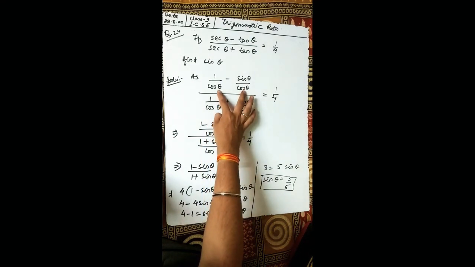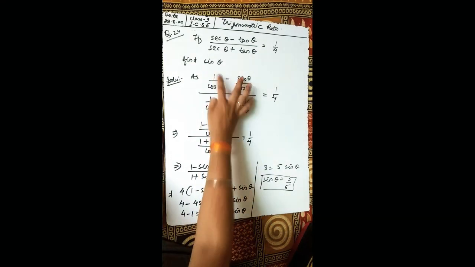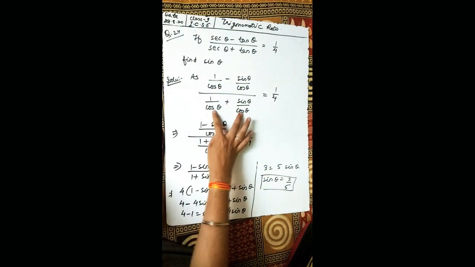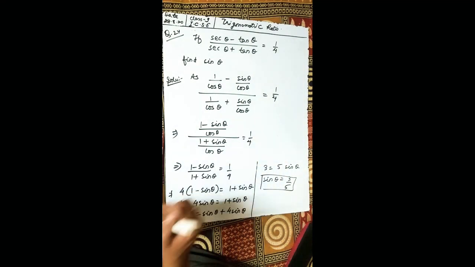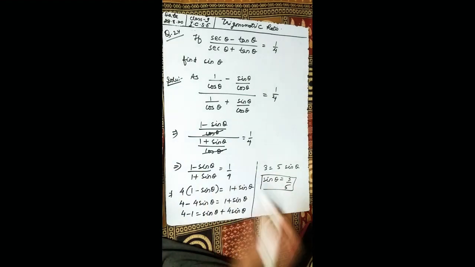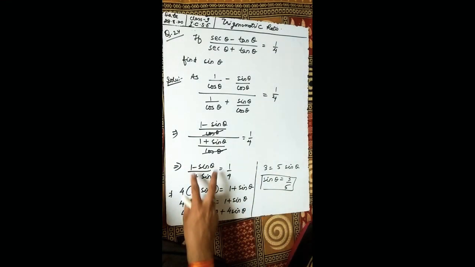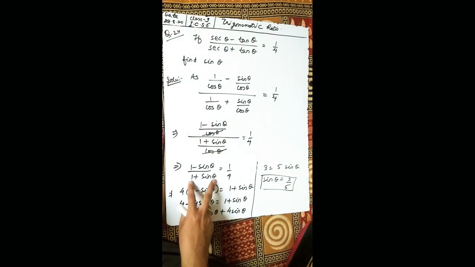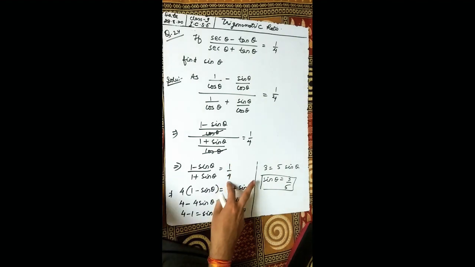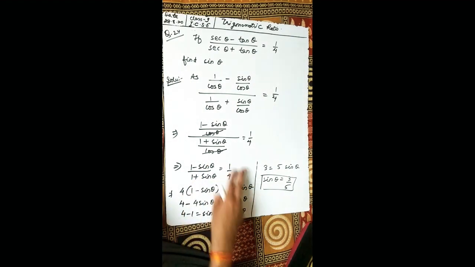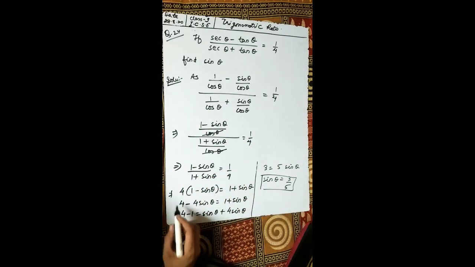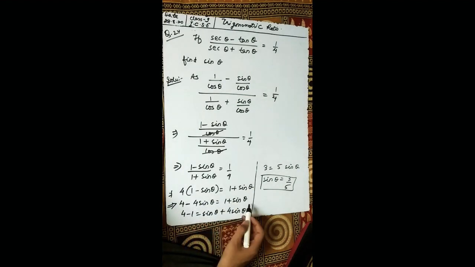Now, as you see that these are like fractions, so 1 minus sin theta upon cos theta and here also 1 plus sin theta upon cos theta equal to 1 upon 4. Now you can cancel this cos theta with this cos theta to get 1 minus sin theta upon 1 plus sin theta equal to 1 upon 4. Now take 4 to that side, so 4 into 1 minus sin theta, and here 1 into 1 plus sin theta, so it will be this only. Multiply 4 inside, so what you will get is 4 minus 4 sin theta equal to 1 plus sin theta.